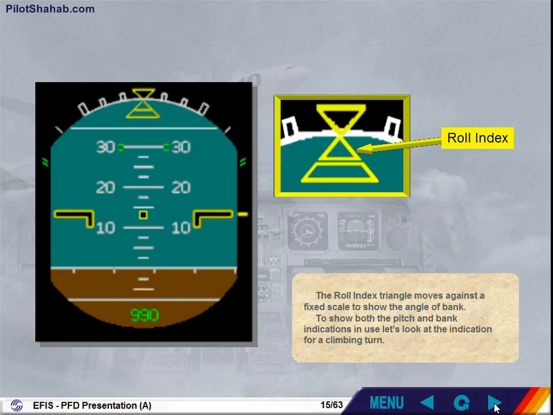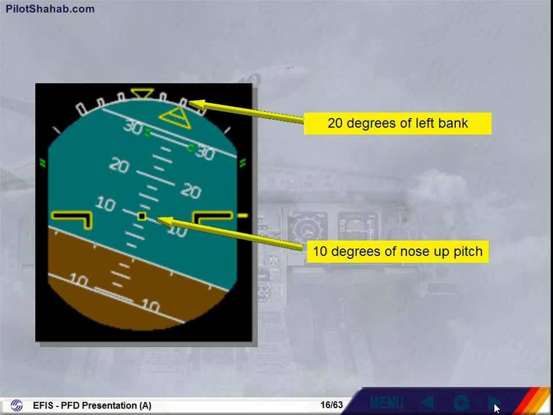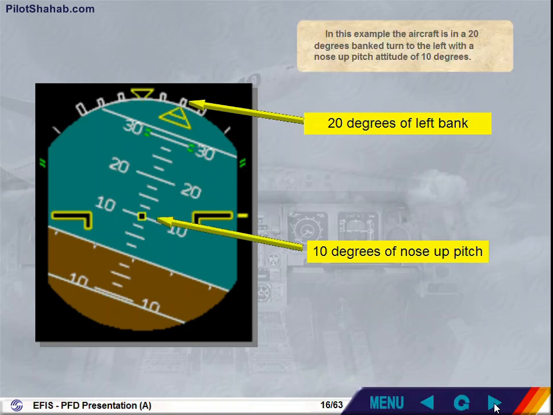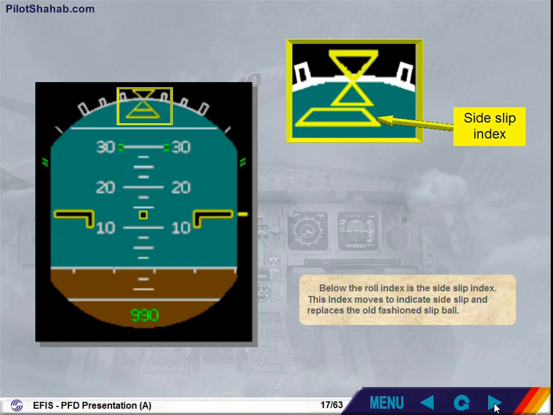To show both the pitch and bank indications in use, let's look at the indication for a climbing turn. In this example, the aircraft is in a 20-degree banked turn to the left with a nose-up pitch attitude of 10 degrees. Below the roll index is a side slip index. This index moves to indicate side slip and replaces the old-fashioned slip ball.